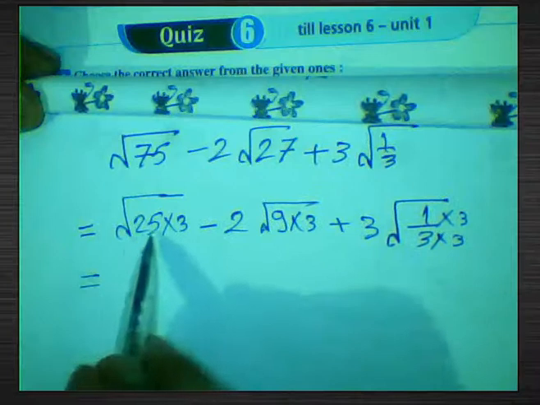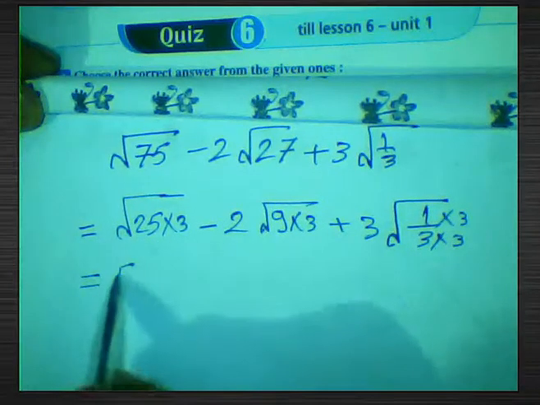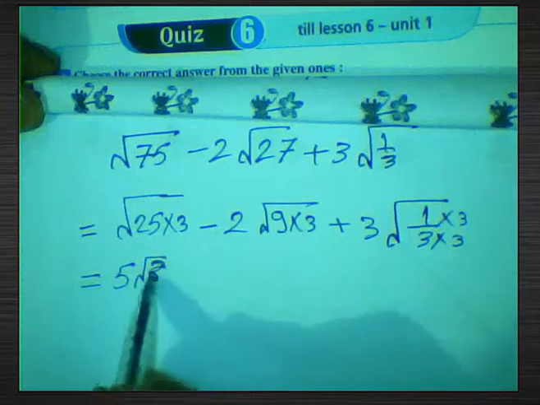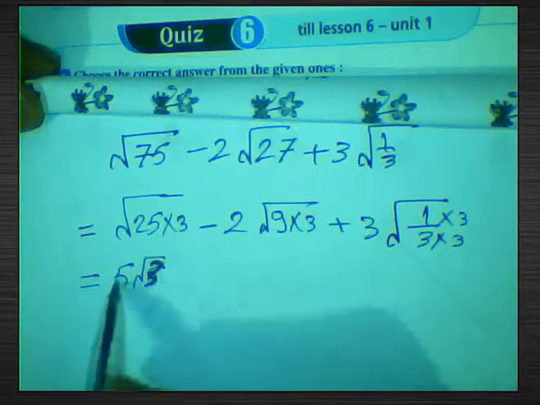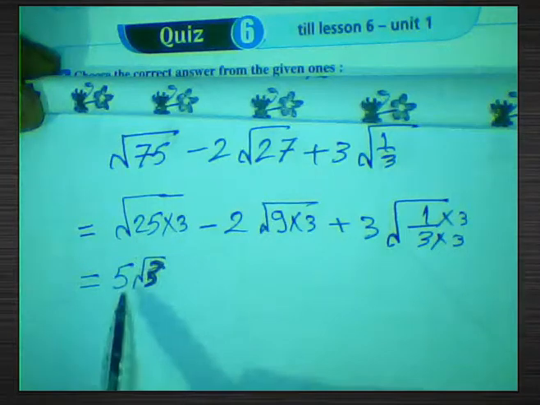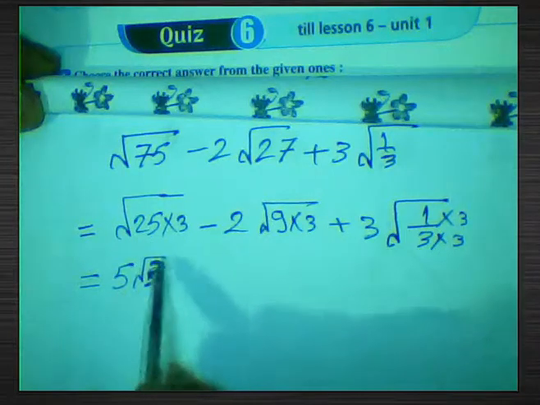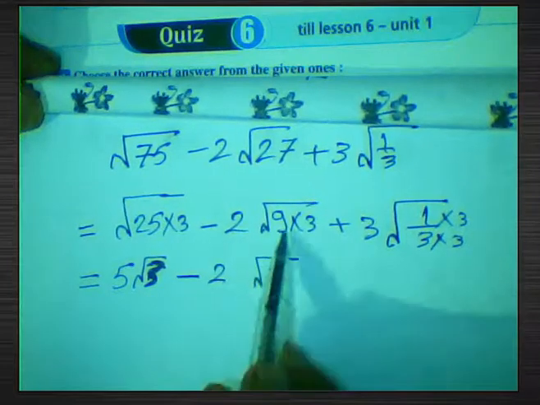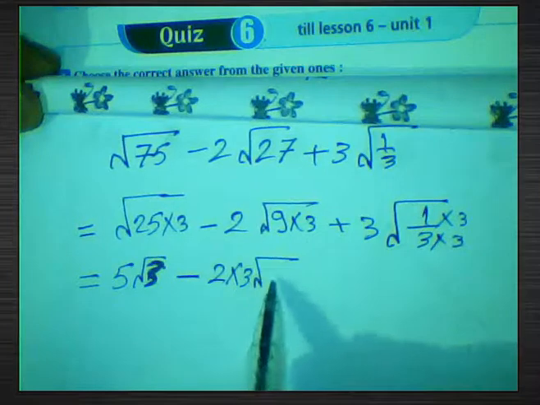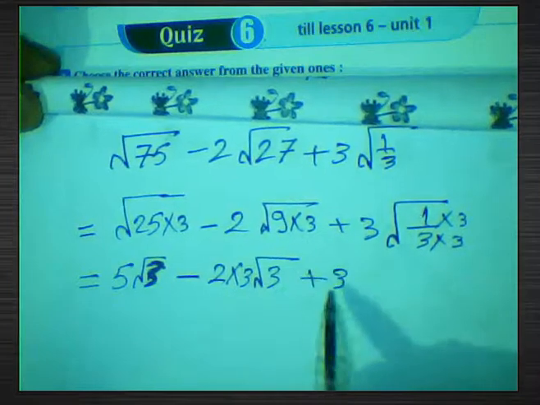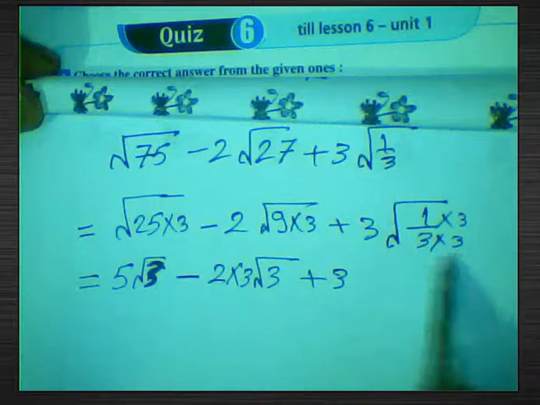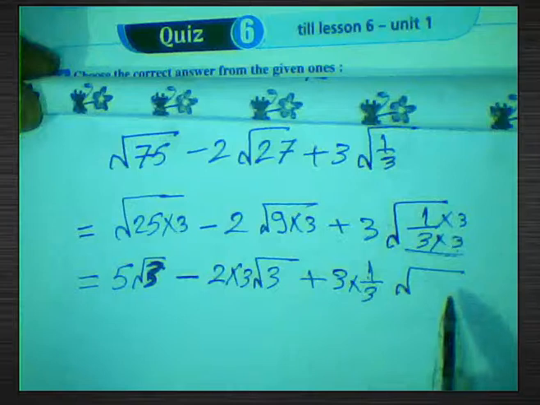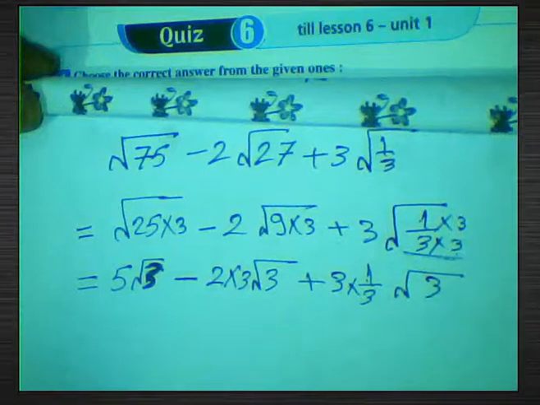So we'll move 25 out, we'll get 5 square root of 3. Okay, we're moving the square root of 25, which will be 5 because the square root of 25 equals 5, and the square root of 3 we will write. Subtract 2, the square root of 9 equals 3, multiplied by the square root of 3, plus the square root of 3 multiplied by 3 equals 9. We will write 1 over 3 out. The square root of 3 multiplied by 1 equals the square root of 3.